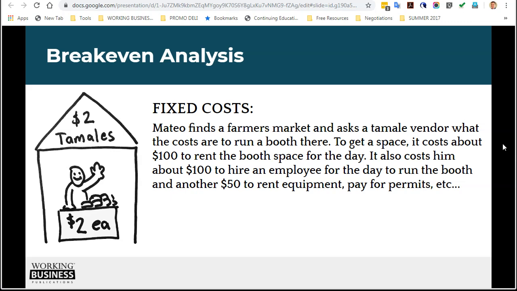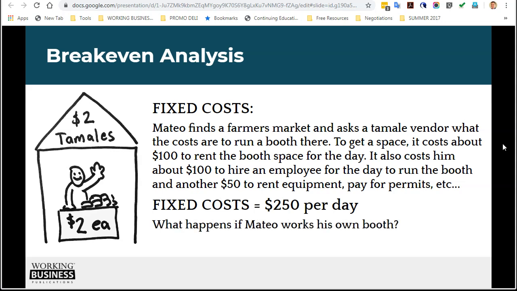Now, Mateo does know that he can choose to work as the employee and pay himself that $100, but he's being smart and he's putting the cost for the worker as, in this case, the manager. He would pay that manager $100 for the day. Okay? So those are the fixed costs. So the fixed costs are about $250 a day if you add up all those expenses.